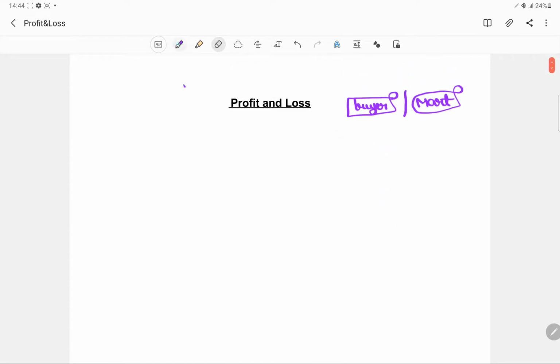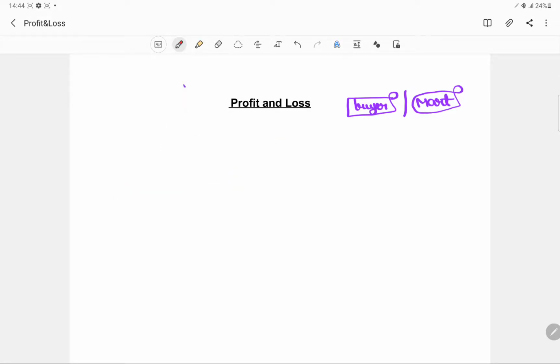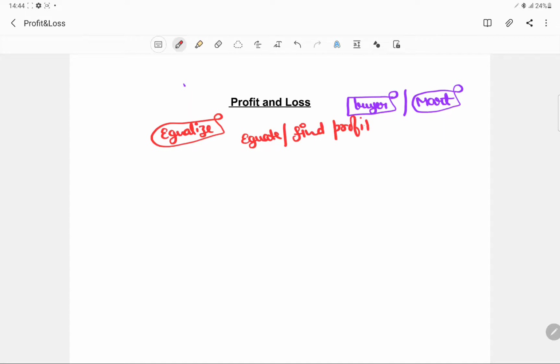Now one very famous question that you will always find is equalize. Okay, now what this equalization means is, see, while calculating profit and loss, you should always equate, or find profit and loss for same quantities, for same number of quantities.